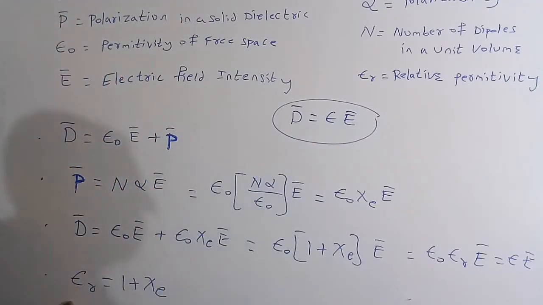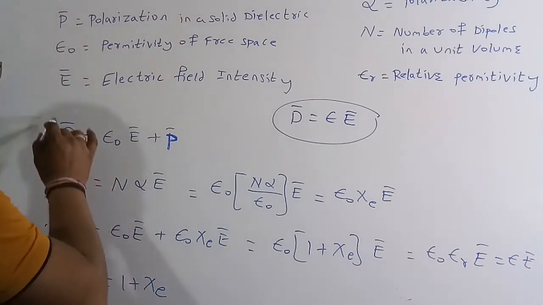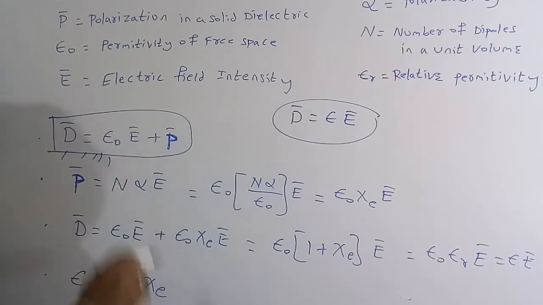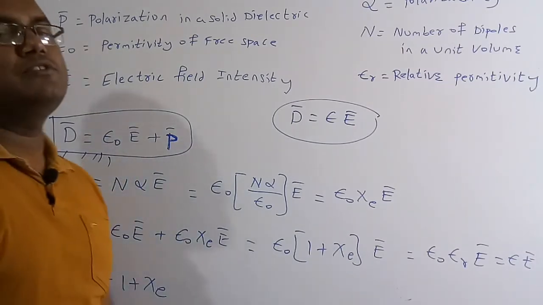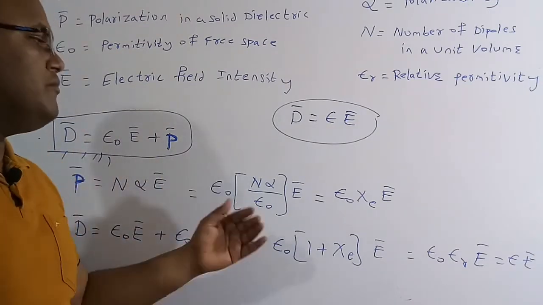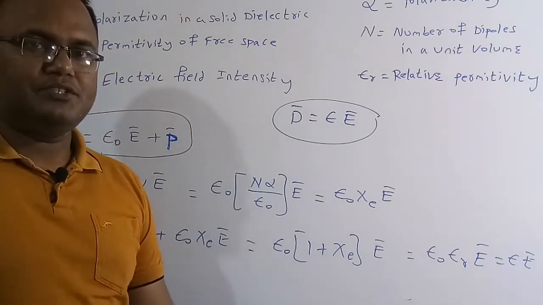So epsilon r is equal to 1 plus Xe, where epsilon r is called the relative permittivity, whereas Xe is called the electrical susceptibility. So with the help of this formula we have derived each and everything. This is a very important formula, and I will discuss some of the important formulas which are present in these dielectric materials. This will be very useful in further examinations.